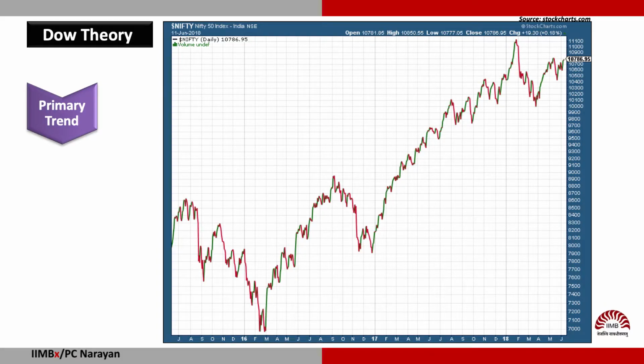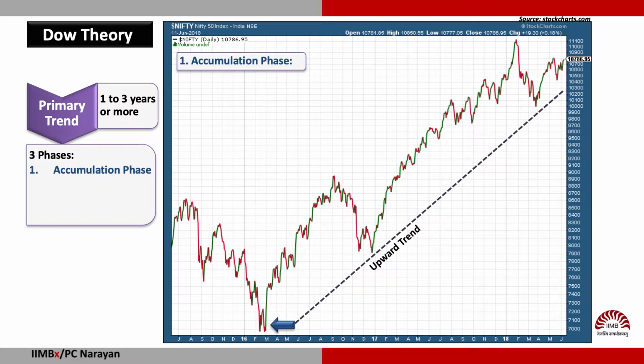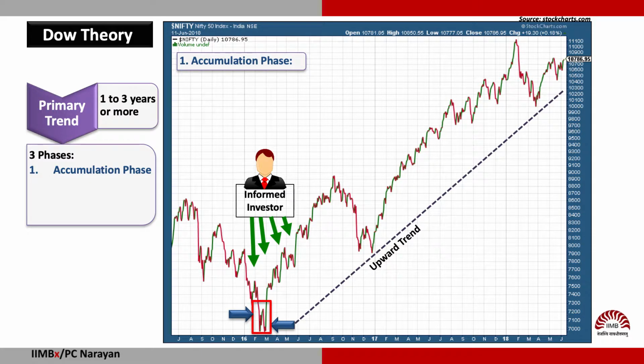As I said earlier, primary trends could last anywhere from 1 year to 3 years or more and comprise 3 distinct phases. First, the accumulation phase, which is the start of the upward trend when informed investors enter the market. This phase begins at the end of a downward trend when the large macroeconomic scenario is seemingly at its worst. At this point, the equity stock is at a low and hence the downside risk is very limited.